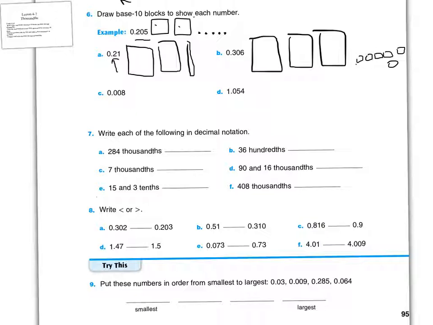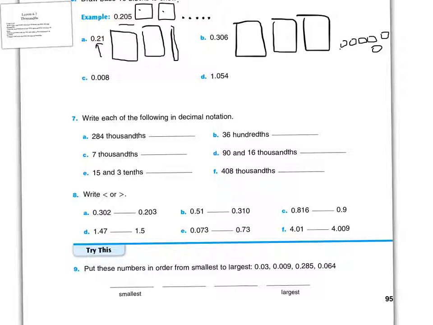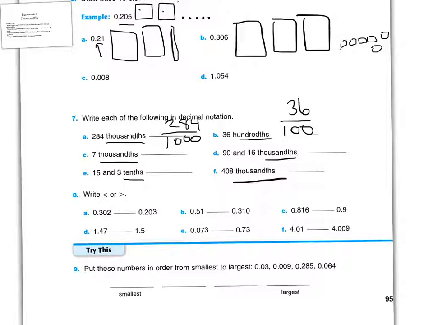Okay, so I'm going to do one more down here for you, and then you can continue with the rest of this page on your own. This right here says write each in decimal notation. Easy. All you do is you look at the last thing they say: thousandths, tenths, hundredths. So you always make sure the fraction tells you what it is. On the bottom of the fraction, the denominator should be 1,000 here because it tells you 284 thousandths. So you do 284 thousandths because it stops at the thousandths place. B tells you 36 hundredths. So hundredths means you put the denominator as 100, and it would be 36 hundredths.